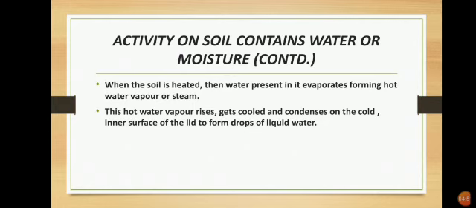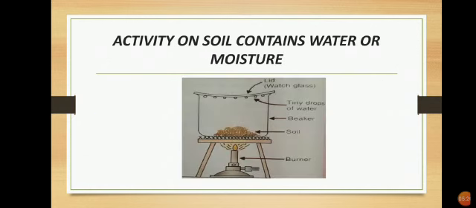What is irregular reflection, what is regular reflection? You will learn in the chapter Light in physics. Due to irregular reflection of light, the air above the soil seems to shimmer, and that water vapor is actually reflecting the sunlight. Clear? So this is the activity which shows that the soil contains water or moisture. Here is a picture, you can see a beaker is taken, and inside the beaker some soil is taken.